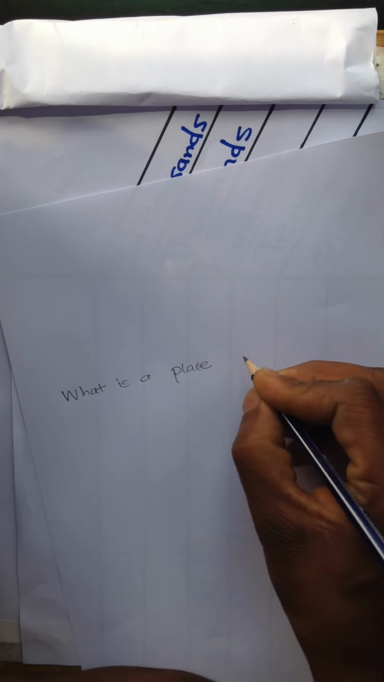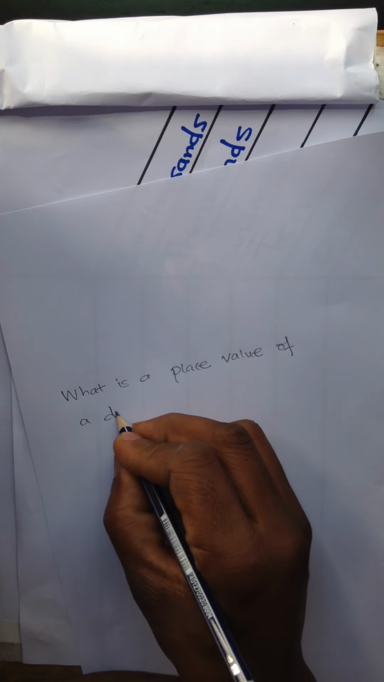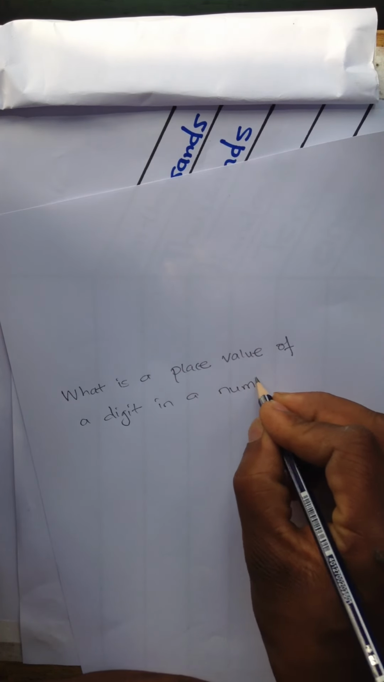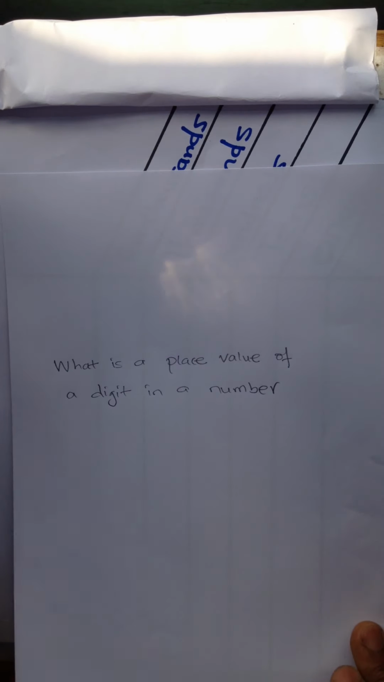Mathematical activities for grade 4. Now today we are going to look at the topic of place values. And one key question that we are going to answer is: what is a place value of a digit in a number? Okay, so we are going to answer that key question, but before we go to that, let's first look at a chart that I've prepared.